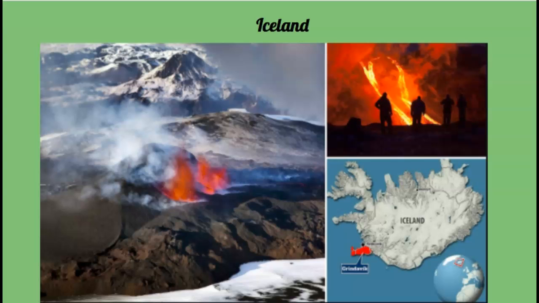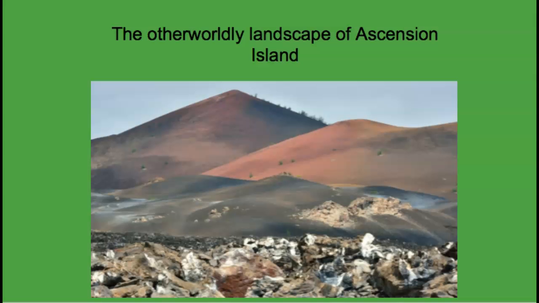The other one is Ascension Island, which is a British colony. Actually, it was a British colony, and there is like nothing there. There's nothing there, and it's really got this otherworldly kind of landscape. These red mountains and just volcanic rocks everywhere, and it's hot and steamy, and it's no place you would want to go for a vacation.